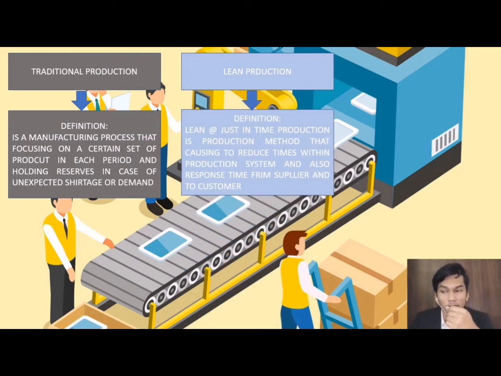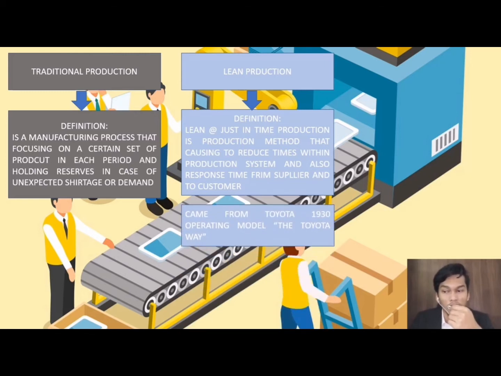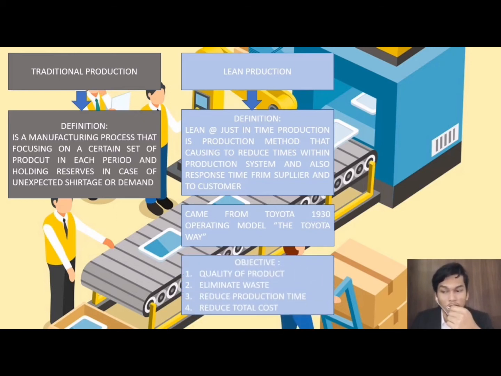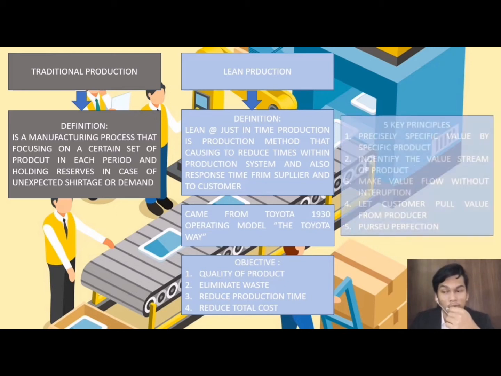Lean production can also be called just-in-time production, defined as a production method that aims to reduce time within the production system and also response time from supplier to customer. Lean production originally came from the Toyota 1930 operating model, which is called the Toyota Way. The production aims to maintain product quality at a higher level, eliminate waste, reduce production time and also reduce total cost.